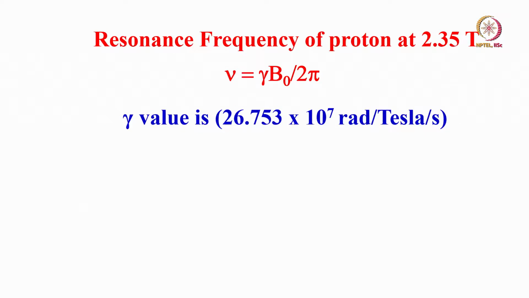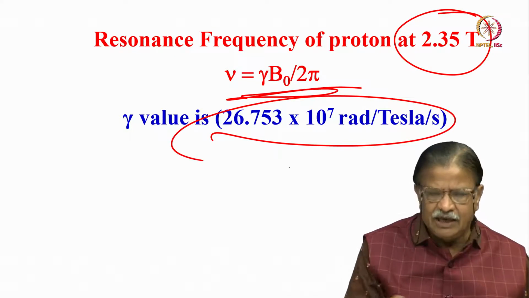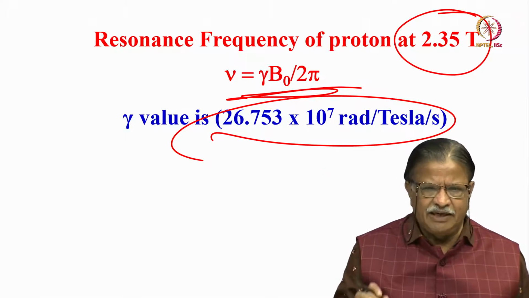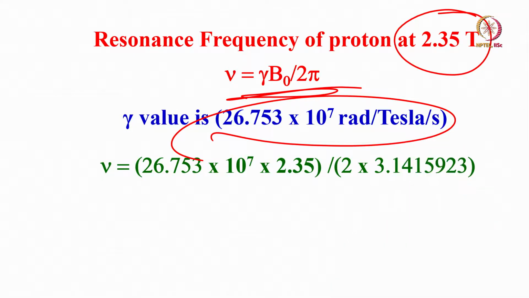We can find out. Now, in the resonating condition I have put, let us take the magnetic field as 2.35 Tesla and substitute in this equation. I know 2 and I know pi, I know gamma for proton, whose value is given here. It is 26.753 into 10 to the power 7 radians per Tesla per second, and substitute this value. Take your calculator and calculate, it turns out to be 100 megahertz. The resonating frequency of protons at 2.35 Tesla is around 100 megahertz.